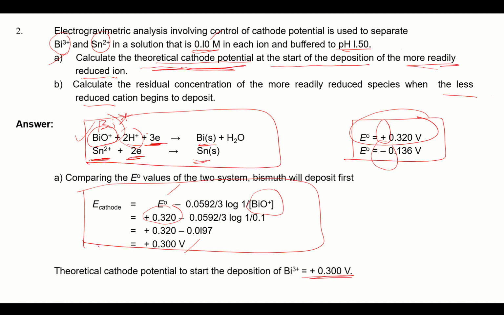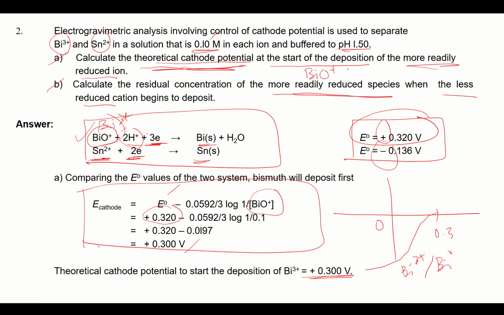So this is 0, this is 0.3 positive. So bismuth 3+ starts to reduce to bismuth 0, solid. So question B: calculate the residual concentration of the more readily reduced species, which is bismuth.